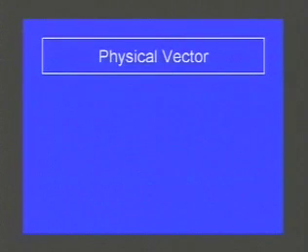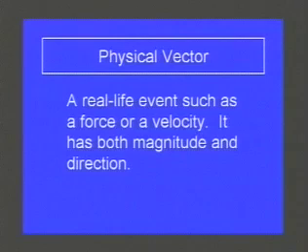First of all, a physical vector. A physical vector is a real-life event, such as a force or a velocity. It has both magnitude and direction. For example, I'm standing on the floor. I am exerting a force of 100 and however many pounds on the floor in a downward direction. Or a velocity. You might be running at a particular speed in a particular direction. It has both magnitude and direction. Magnitude is like length.